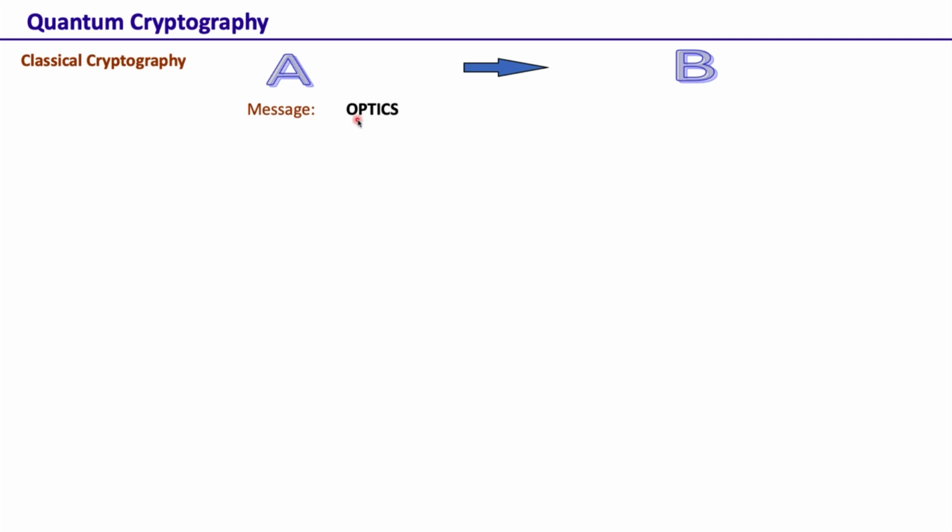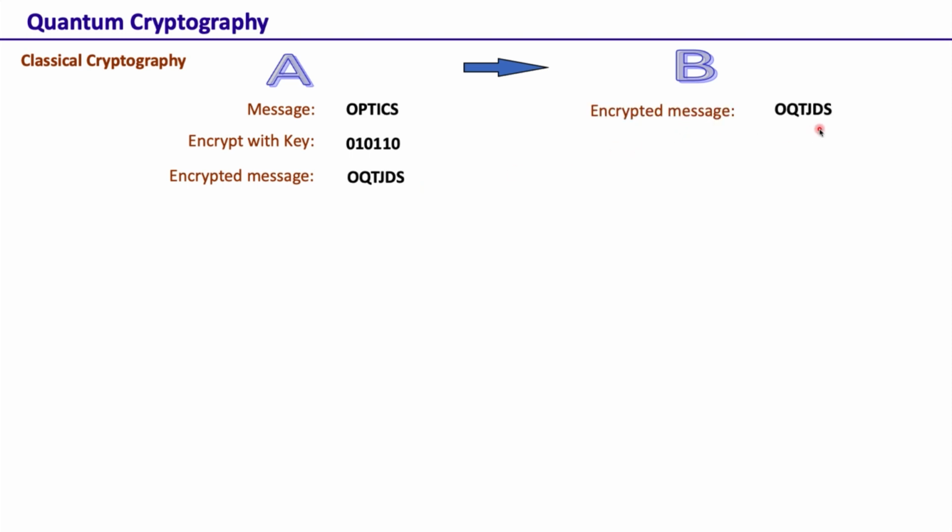So for example, let's say there is a message, optics. One can encrypt this with a key, and this key can be as simple as 010110. The rule here is that if it is 0, don't do anything. If it's 1, shift by 1 in the alphabet. So with this key, O remains O, P becomes Q, T remains T, I becomes J, C becomes D, S remains S. So this is the message that then gets sent to B. Once B receives this message, B has the key, and with that key decrypts the message and retrieves the original message.